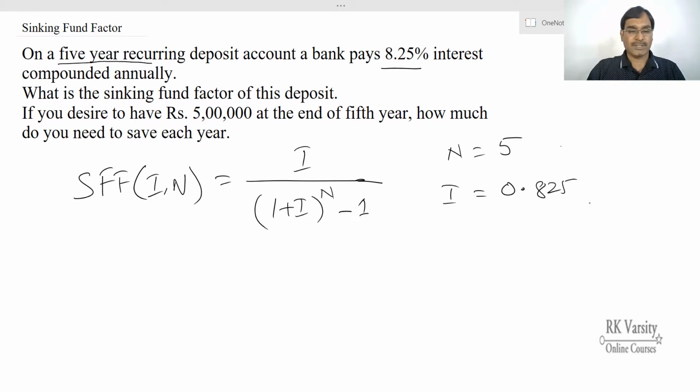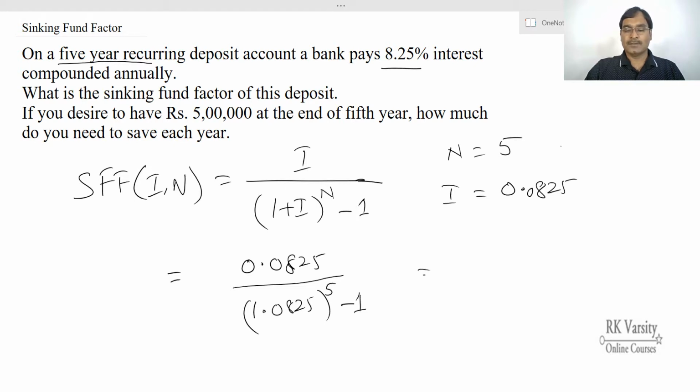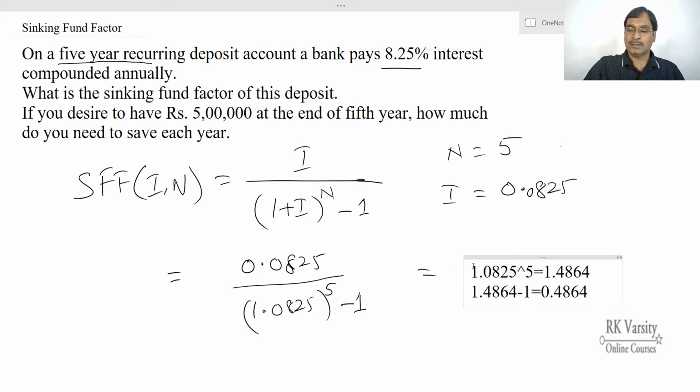Now we'll substitute this in our equation. Our i is 0.0825. Then 1 plus i is 1.0825, to the power of n, which is 5, minus 1. So first we calculate the denominator value. That is 1.0825 raised to the power of 5, which is 1.4864. Then this minus 1: 1.4864 minus 1. So your denominator value is 0.4864.